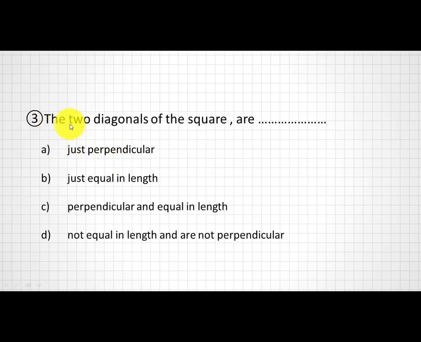Number 3. The two diagonals of the square are what? I know the square, perpendicular and equal in length. Just perpendicular? No. Just equal in length? No. Perpendicular and equal in length? True. Not equal in length and not perpendicular? False. Then choose letter C.